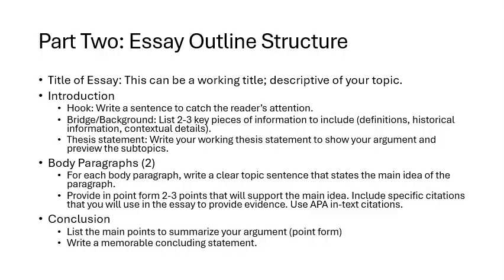And in this section of your outline, you should indicate what evidence you plan to use in the form of in-text citations. So if you've identified a direct quote or some information that you want to paraphrase or summarize, include that information with the in-text citation in your outline. And then the conclusion section, you're going to list the main points that you want to summarize for your argument, and then write a memorable concluding statement.